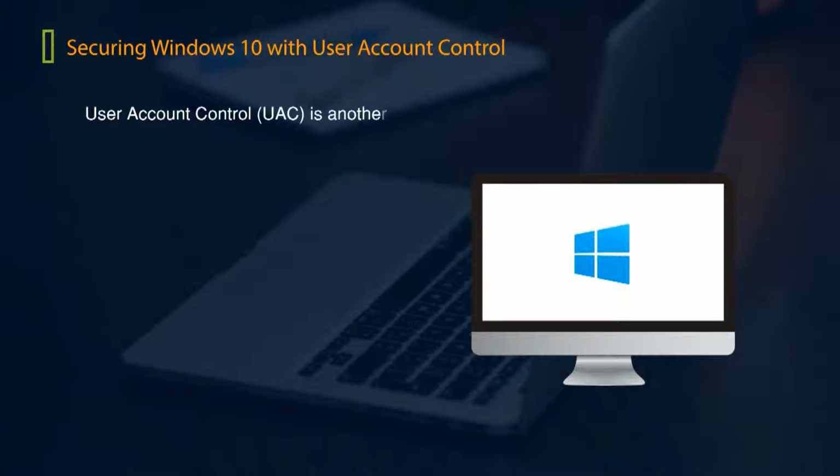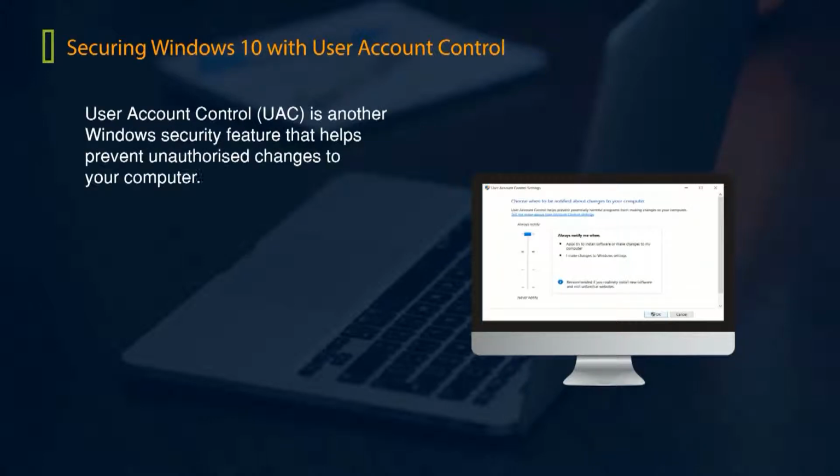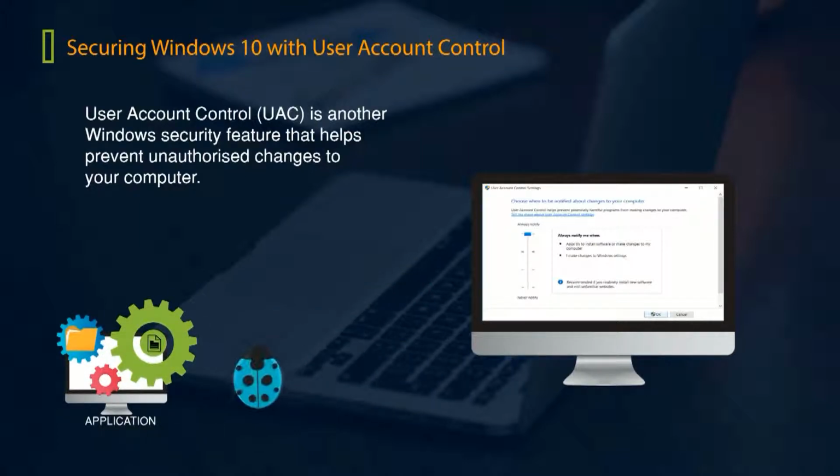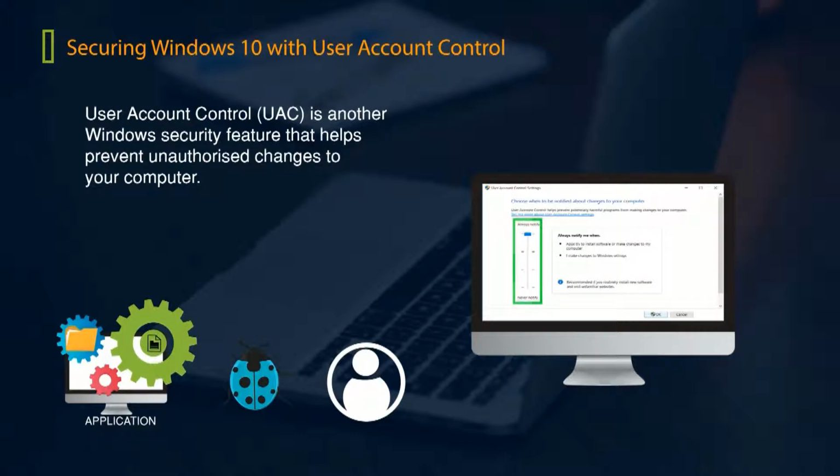You can use the User Account Control, or UAC, security feature in Windows to prevent unauthorized changes to your computer. These changes can be initiated by applications, viruses, and other users. UAC ensures that these changes are made only with approval from the system administrator. You can choose when to be notified about changes to your computer using the UAC slider to set the desired level of security. Usually, Windows will notify you when apps try to install software or make changes to your computer, or you make changes to Windows settings. There are 4 levels of security that you can set.